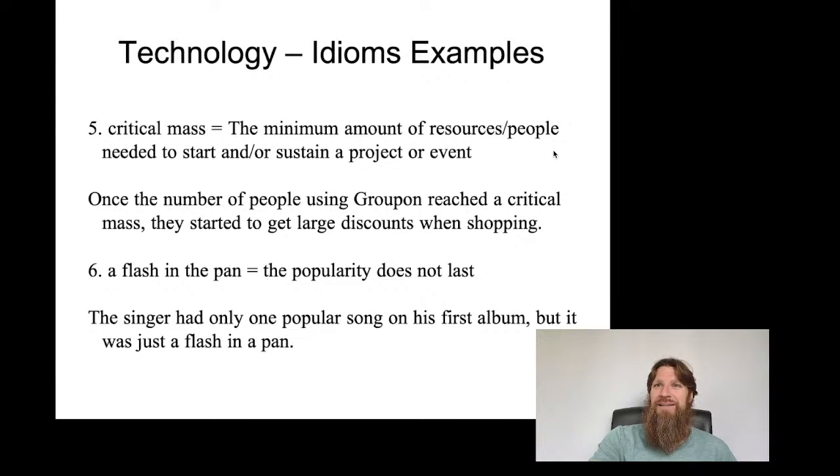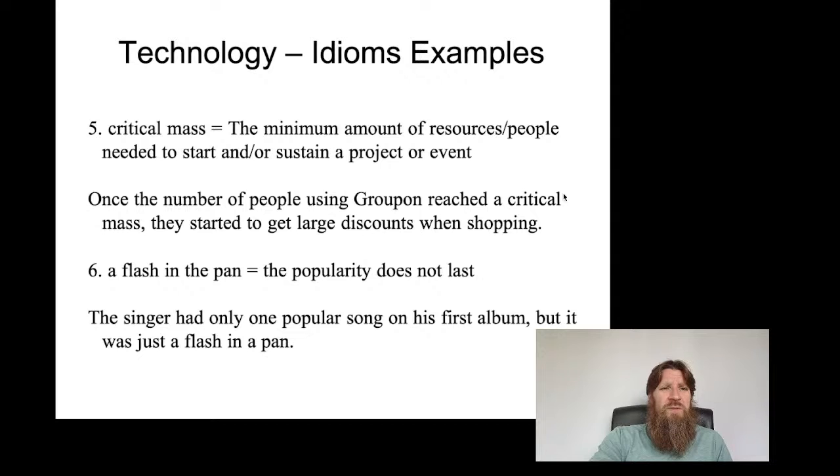Moving on, number 5, critical mass. So it's the minimum number of people or resources needed to start or maintain or sustain a project. Once the number of people using Groupon reached a critical mass, they started to get large discounts when shopping. Does Groupon even exist? Once the number of people using the internet reached a critical mass, the quality of websites increased drastically. So things got better on the internet as more people used it.